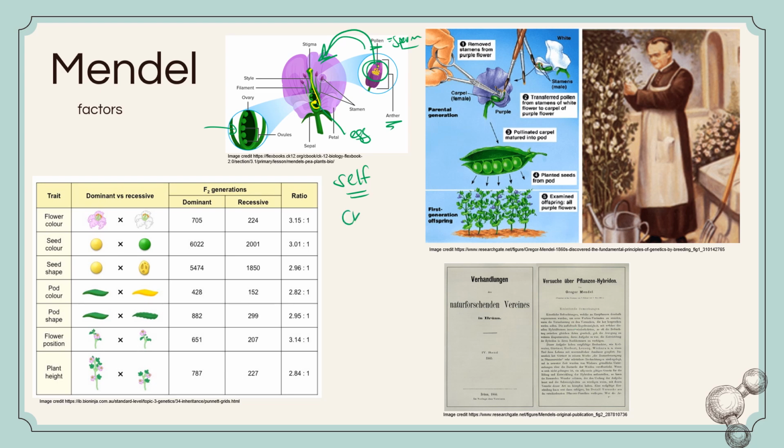Or he could cross-pollinate, where he would take sperm from one plant and put it on the stigma of a different plant and have a new combination of alleles, still collect the seeds after fertilization occurs, grow those plants, and see what kind of traits are evident in those offspring.